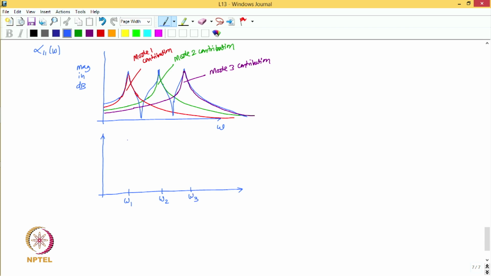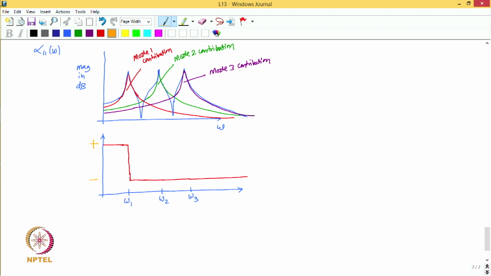And so now we can plot the sign. Let us say this is the positive sign, and then what happens is the sign changes as soon as the frequency becomes more than the natural frequency of mode 1. So this is positive here, so let me write that, that is positive sign, and this is negative sign.